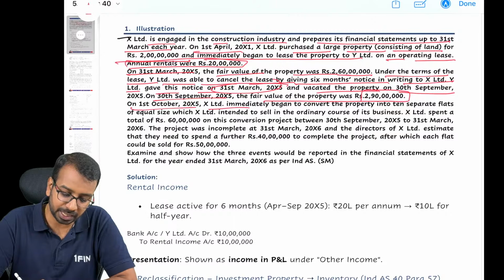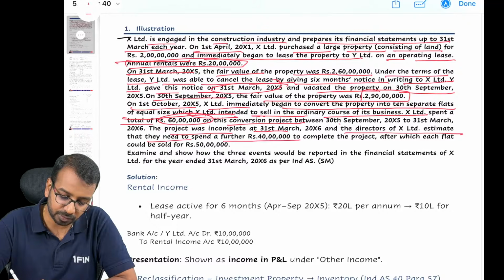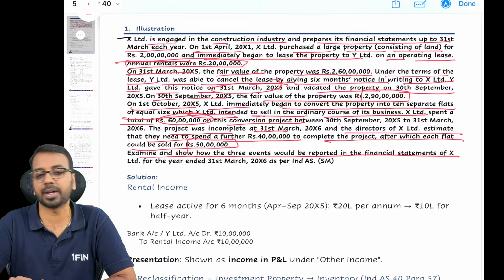On 1st October, X Limited began to convert the property into 10 separate flats of equal size and intends to sell in the ordinary course of business. Spent a total of 60 lakhs on this conversion. The project was incomplete and the directors estimate they need to spend a further 40 lakhs to complete the project, and each flat could be sold at 50 lakhs. Examine how the 3 events should be reported in the financial statements.